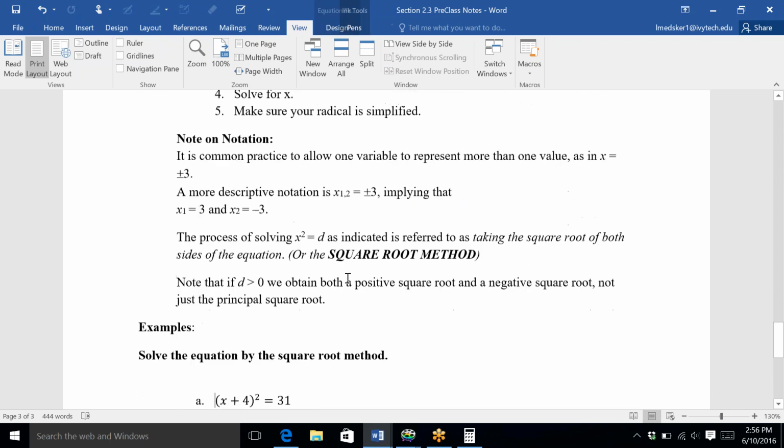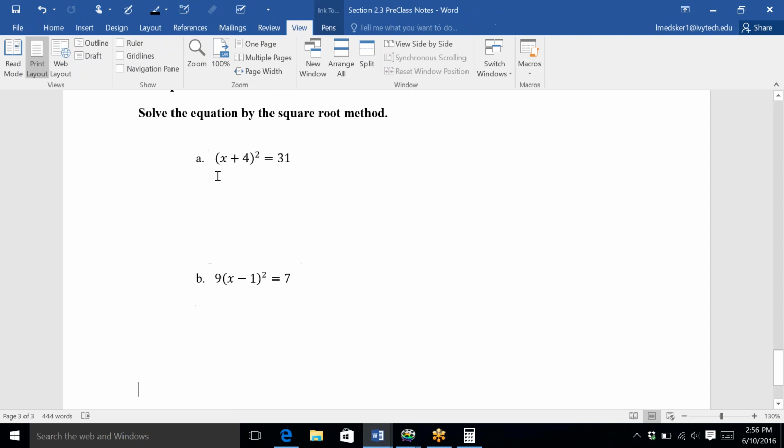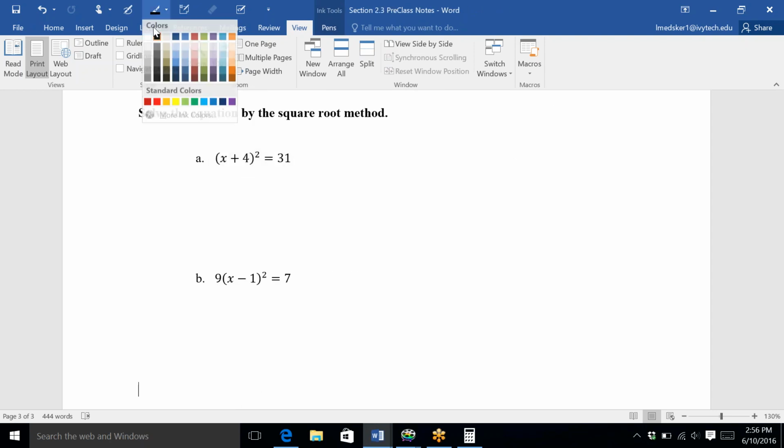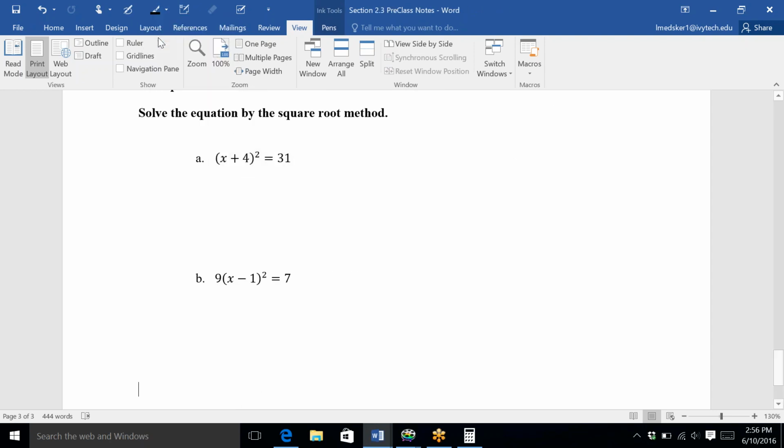Here's just some more notes on the square root method. So for example, look at my first one here. This is something squared equals 31, a number. So if I wanted to take the square root of both sides to get rid of that squared part, that's legal as long as I remember to put a plus or minus on the other side. So the square and the square root cancel out, and we assume all of our variables are positive when we solve these. We're not doing absolute value stuff. And then this would be plus or minus the square root of 31.